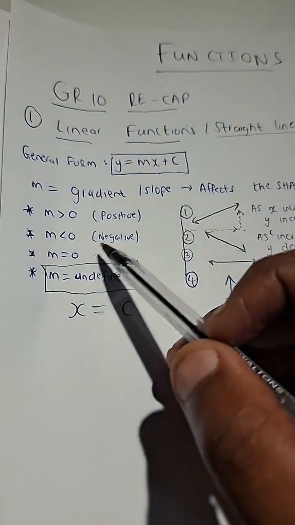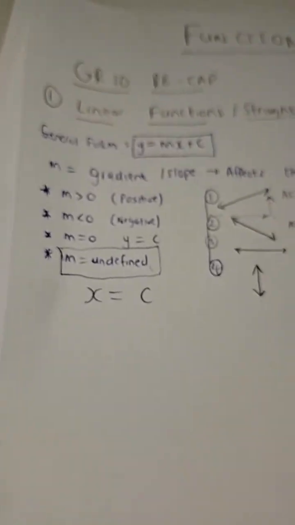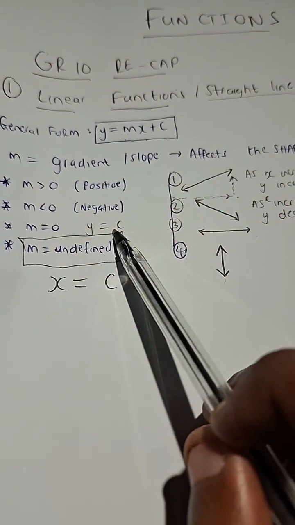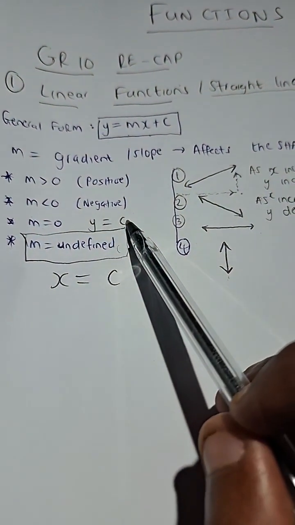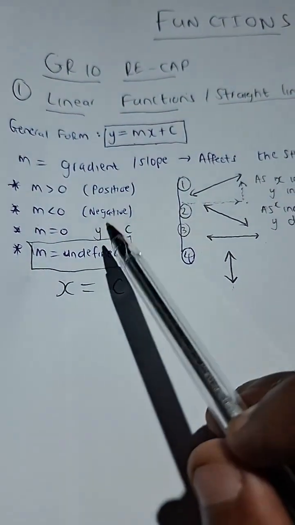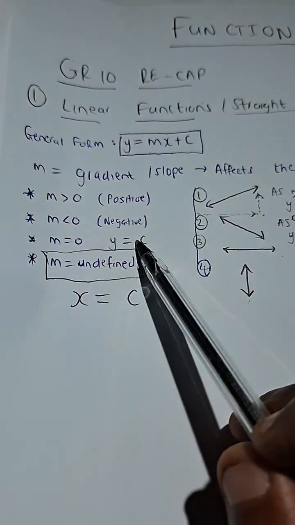Whereas when m is equal to 0, y is equal to c, some constant value. So when m is equal to 0, y is equal to c. Whatever that constant value is, if it's positive 3, then y is equal to 3. If it's negative 3, then y is equal to negative 3. Whatever that value of c is.